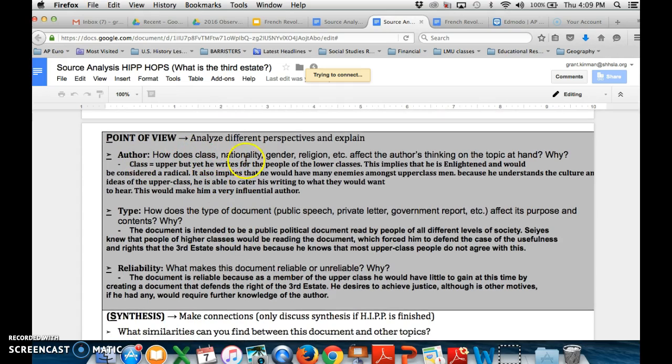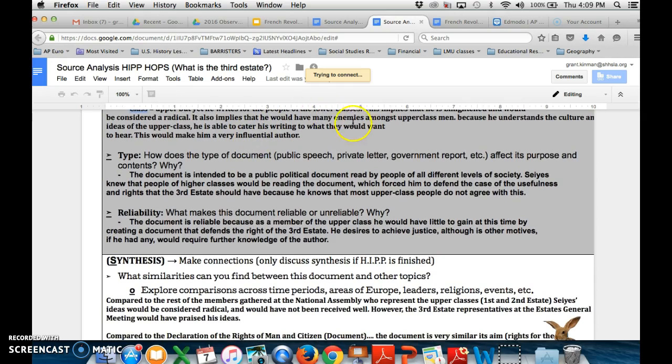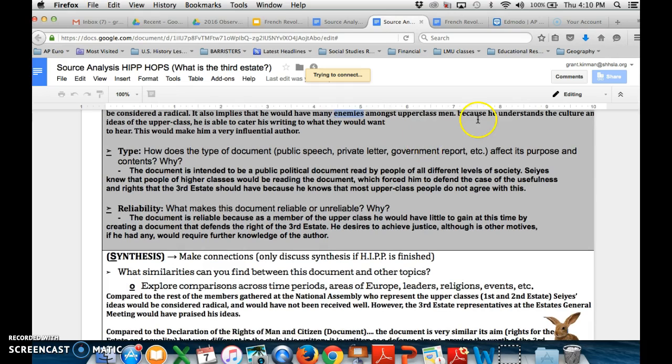Point of view. Author. How does class, nationality, so upper class, we know he's upper class. He's a Frenchman. He's a male. Religion. Don't know his religion. How does that affect the way the author presents the topic? I chose to focus on class because he's upper class, yet writes for the people of the lower classes. This implies that he's enlightened and he would be considered a radical. That also means because he's a radical, he'd have a bunch of enemies. People wouldn't like him. So that's going to impact the way he writes. But because he understands the culture and ideas of the upper class, he's able to cater his writing better to what they would want to hear.